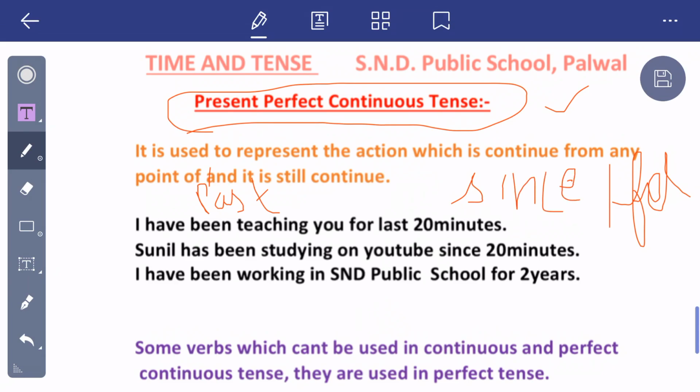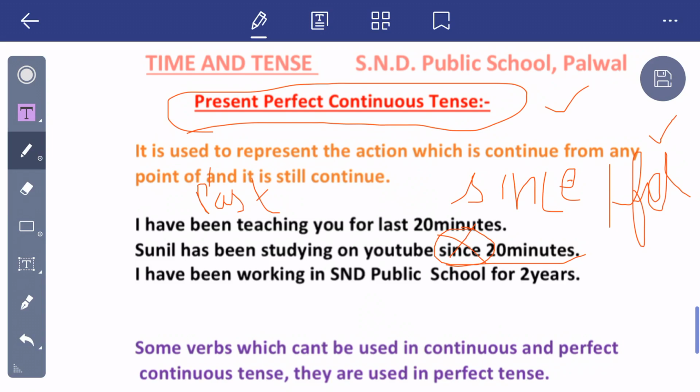Sunil has been studying on YouTube since 20 minutes. It means as you are watching this video and you have been watching this since 20 minutes, will it be correct or wrong? This is the question for you. Since 20 minutes will be a wrong formation. Why is it wrong? Because 20 minutes is a duration, and for duration we will use for.